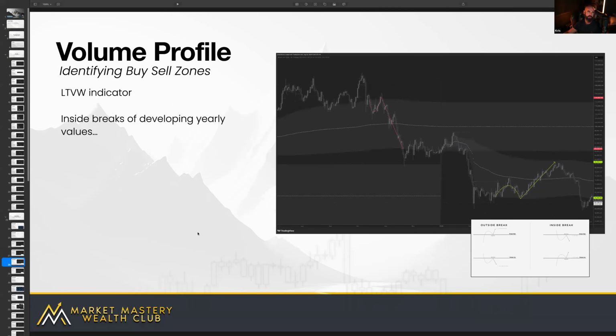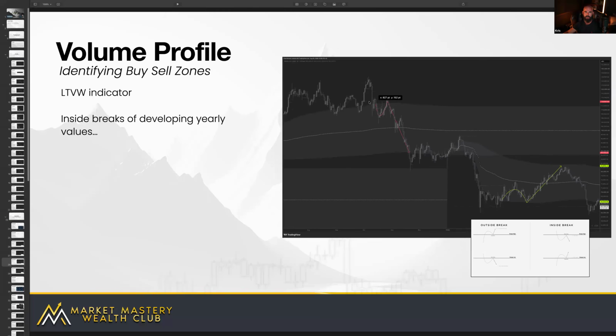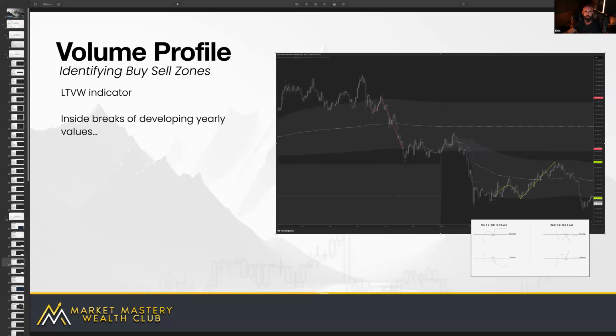So LTVW, inside break of developing yearly values. Okay, so when we're at all-time high, an inside break of the developing yearly value area, and law 2 happened. Try to hold the point of control, in this case a VWAP, and we went straight to the value area low. Perfect trade in there.